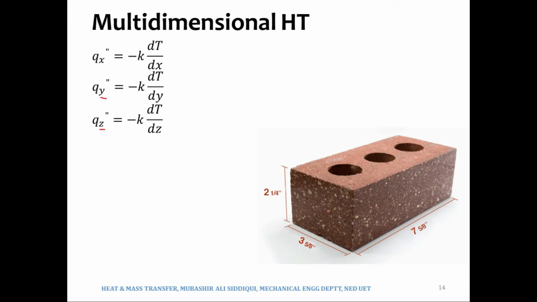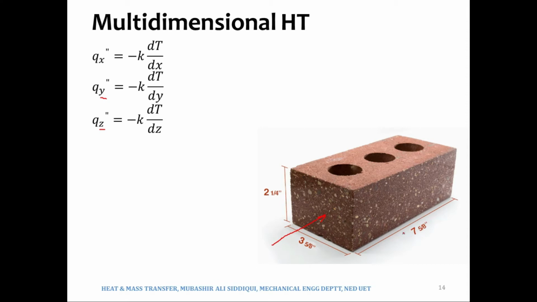Now, if we consider Qx, the heat will flow from this face. Allow me to draw it. When the heat flows in x direction, it will in fact be moving from this face, the area of which is 3 by 2, to the other face on the other side, having the same area. So this would be the heat transfer in x direction.